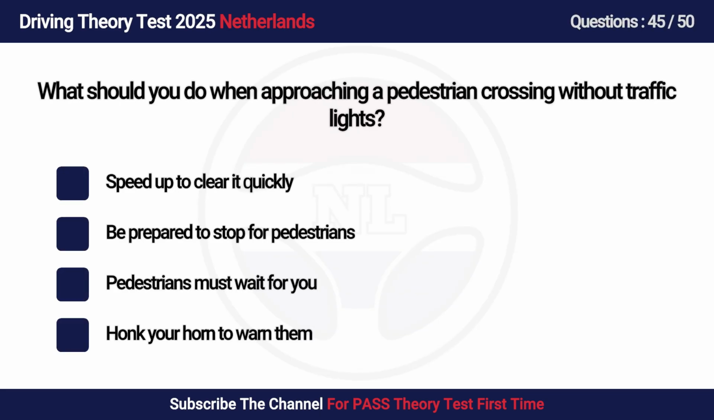Question 45. What should you do when approaching a pedestrian crossing without traffic lights? A. Speed up to clear it quickly. B. Be prepared to stop for pedestrians. C. Pedestrians must wait for you. D. Honk your horn to warn them.